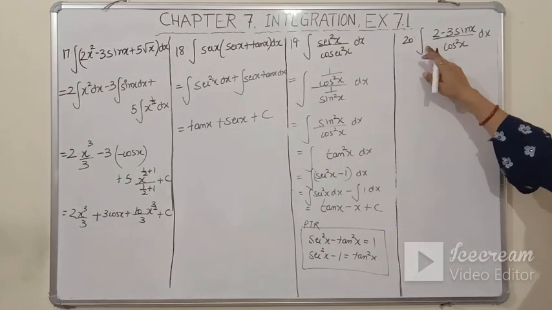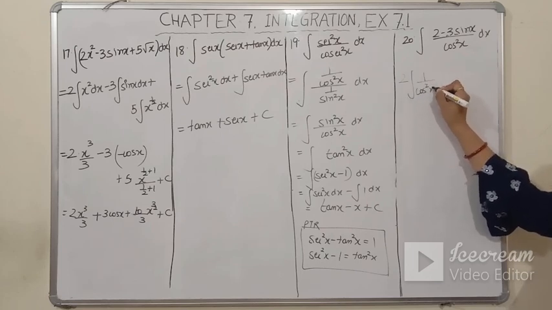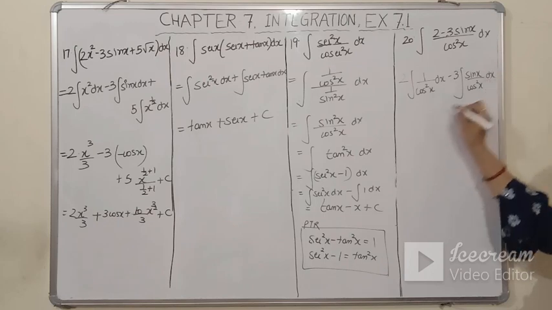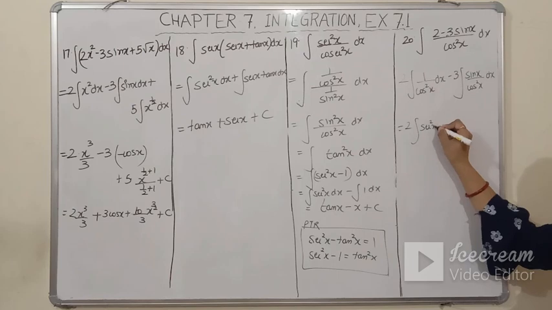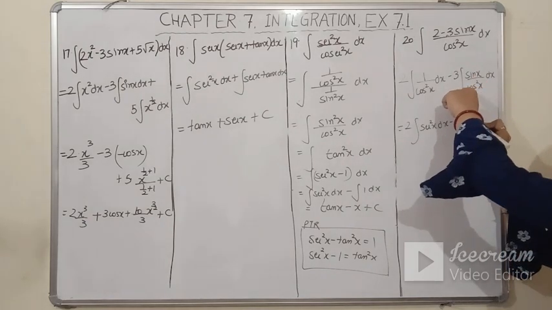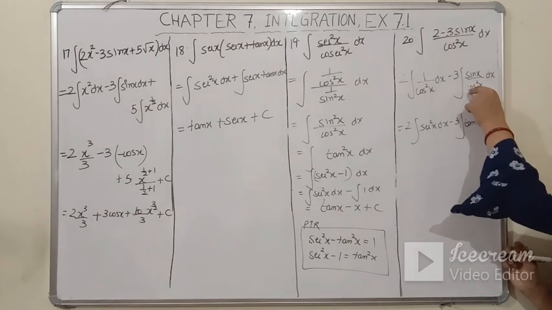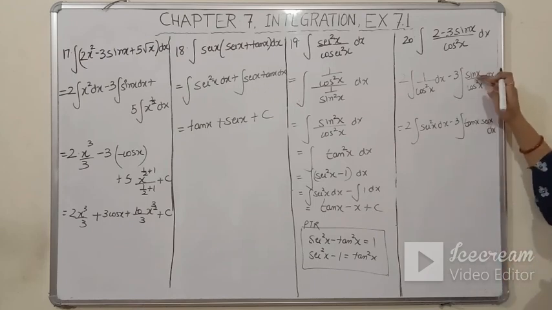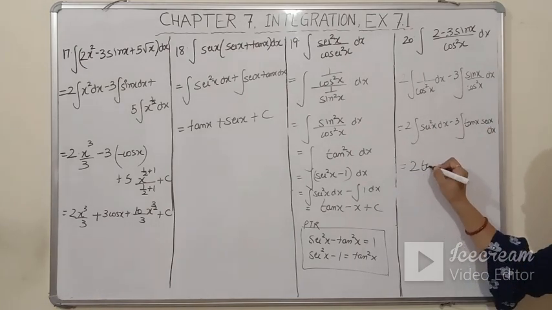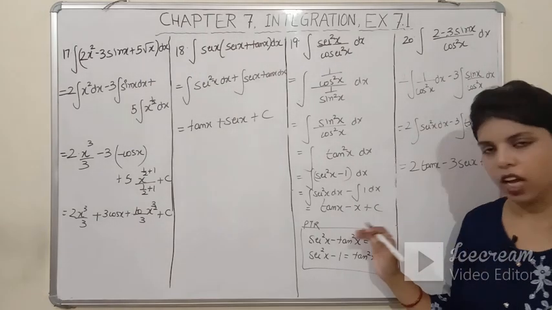Now the next, 20th question, is integration of 2 minus 3 sin x upon cos square x. So first of all, splitting the terms, 2 can be taken outside with 1 upon cos square x dx. 3 is a constant, so taking it outside, sin upon cos square x. So 1 upon cos square x will be secant square x. And here we have sin upon cos square x. What I have done is I have split this cos square x into two terms, cos x into cos x. Sin upon cos will become tan, and 1 upon cos will become secant. Now just apply the formula of integration of secant square x, that is tan x. Integration of secant x tan x is secant x plus c. So I hope that you understand each and every question we have done in this video.